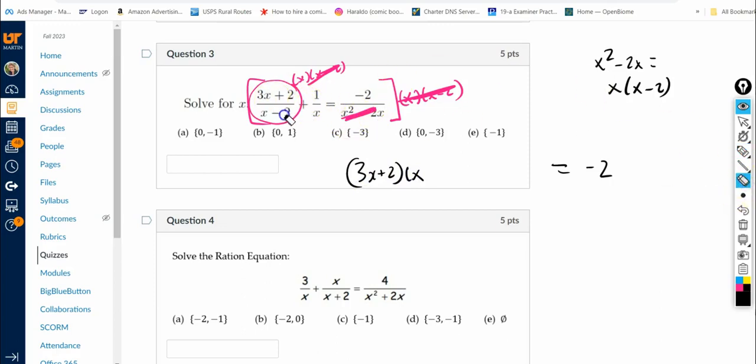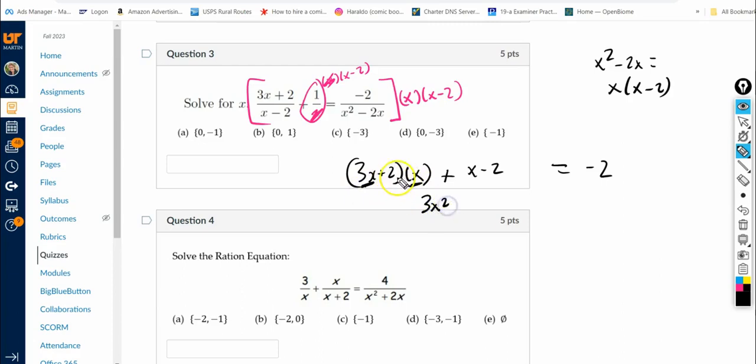And then when I take this one and multiply it by x times x minus 2, the x will cancel, and I'm going to be left with x minus 2. Okay, now distributing the x, I'm going to have 3x squared plus 2x plus x minus 2 is equal to -2. So I'm going to have 3x squared plus 3x.